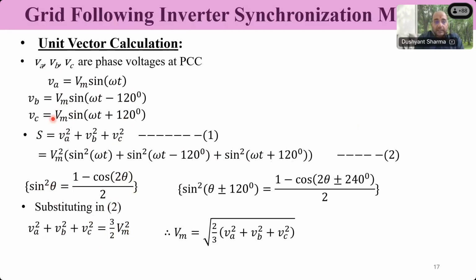Vm is the peak value. That means I can calculate the Vm by just taking the square root on this side and taking the coefficient on this side. So Vm equals square root of 2 by 3 times (Va square plus Vb square plus Vc square). So my Vm can be obtained by this formula. That means when we are actually implementing this, I will have A phase voltage sample, B phase voltage sample, C phase voltage sample. Sample by sample, we will obtain them, square them, add them, multiply by 2, divide by 3, take the root. This will be a Vm quantity. This will be a constant Vm quantity.